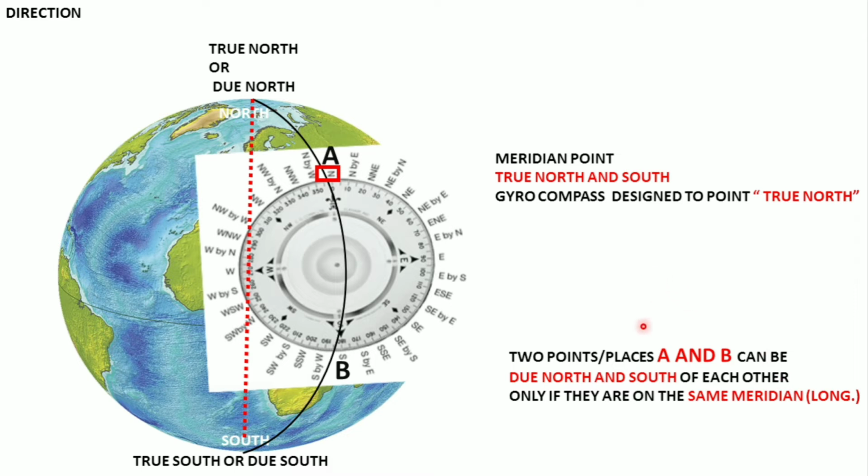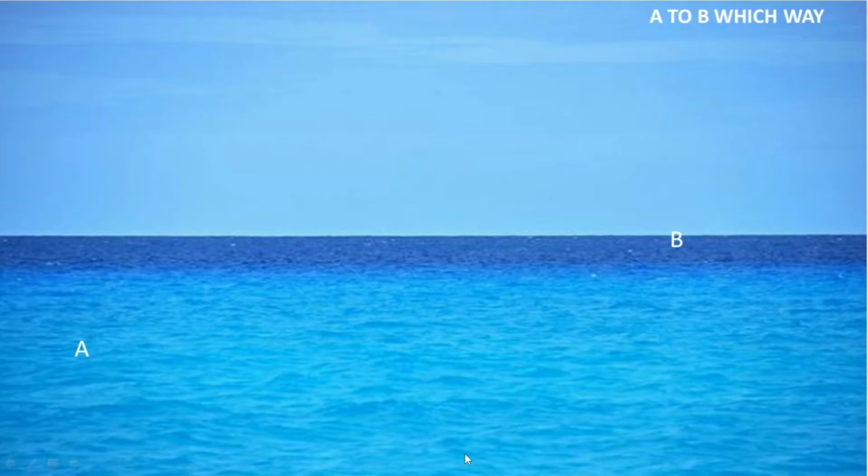Two points would be called due north and south of each other only if they are on the same meridian. If they are on different meridians, then the 2 points would not be due north and south. To be due north and south, you have got to be on the same meridian or same longitude. If you have got to go from A to B, you are aiming for B, that would be a course.